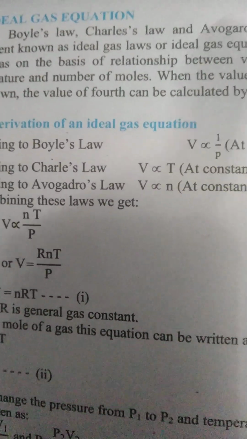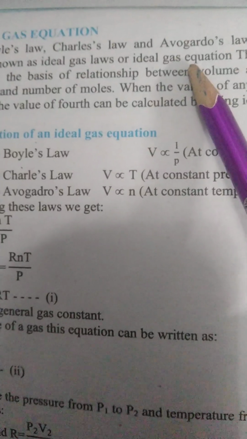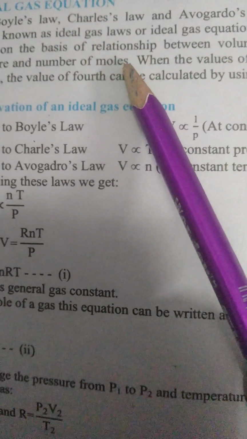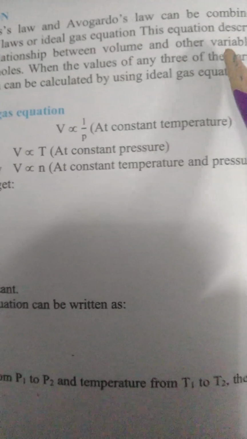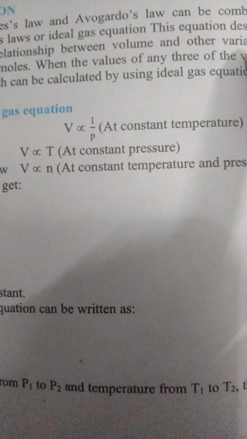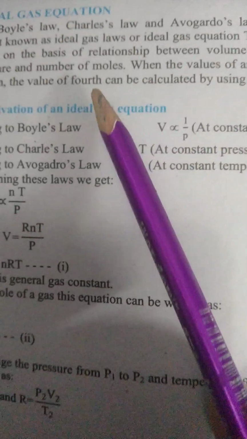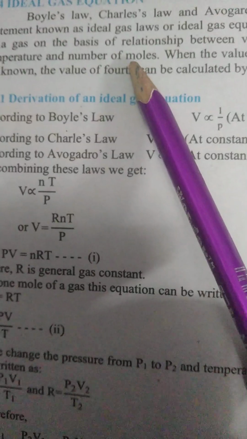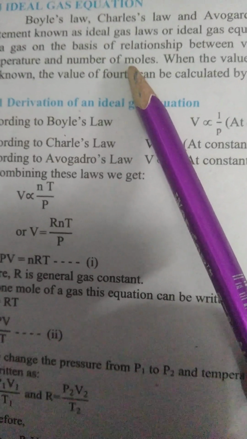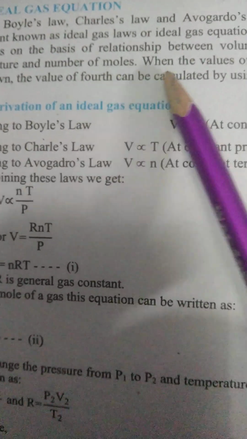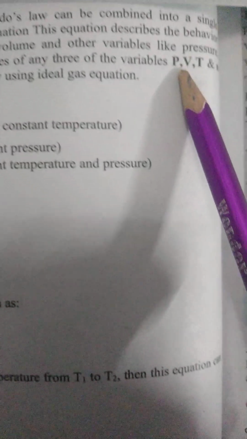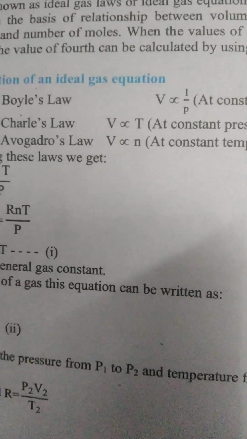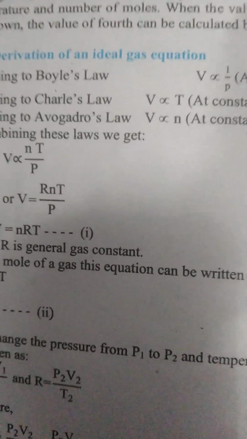This equation describes the relationship between the variables: pressure, volume, temperature, and moles. All these variables, P, V, T, and n, combine to make one equation.